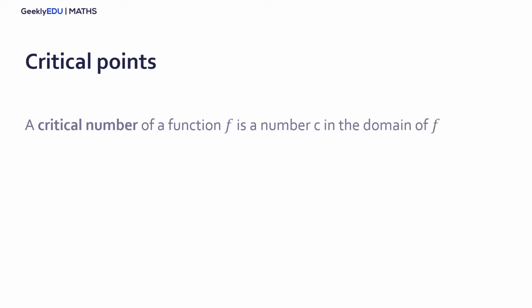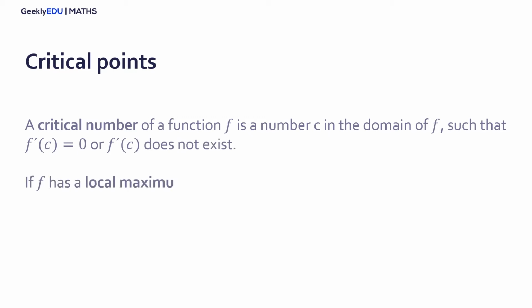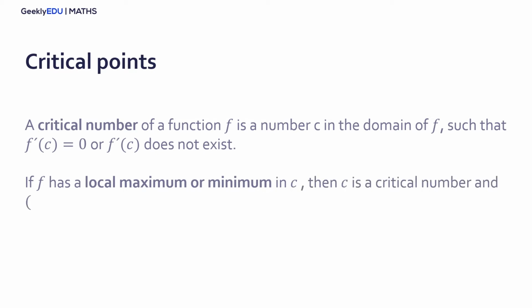We can describe these previous terms by defining a critical number of a function f. That is a number that we are going to call c in the domain of f, such that the derivative of the function is equal to 0 or does not exist. If the function has a local maximum or minimum in c, then c is a critical number, and the coordinates c, f of c, the function evaluated in c, is a critical point.